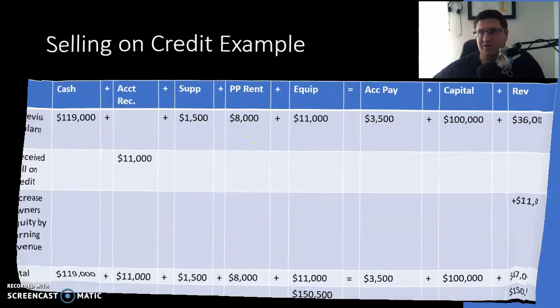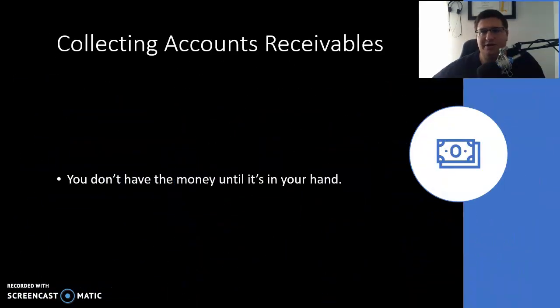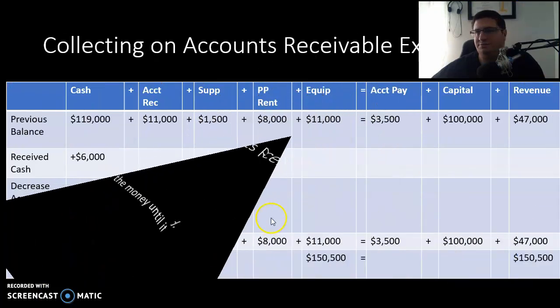Just do remember that. Alright, so that's where we come to collecting on accounts receivable. This is called collections, or if you've ever been called by a collections company, that's what this is. It's just accounts receivable. They're trying to collect the money on the account. Now remember I said you don't have the money in your hand. And you don't. You don't have physical cash in your hand. You have an IOU, which is still an asset.